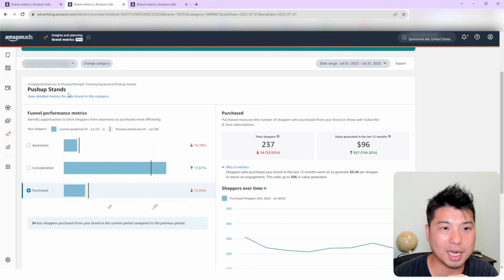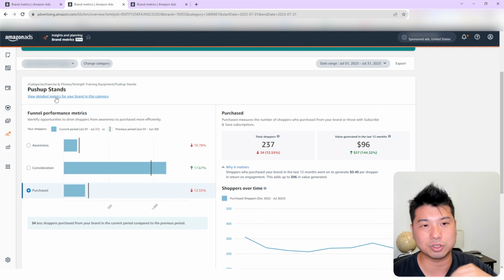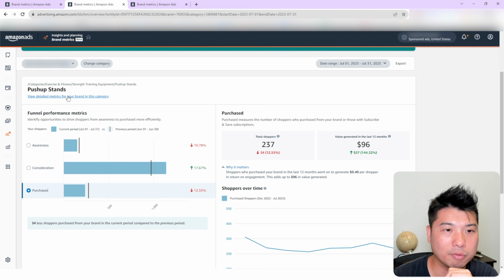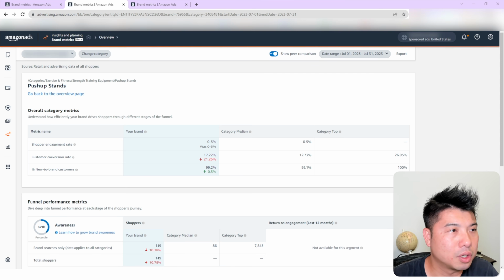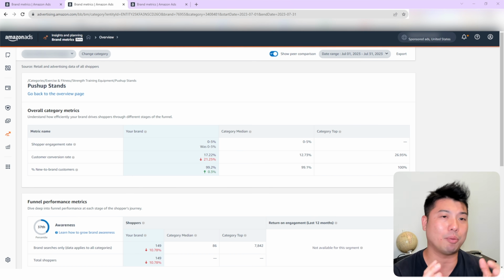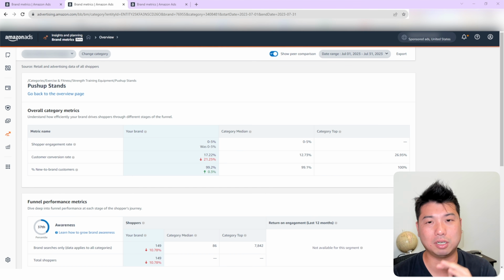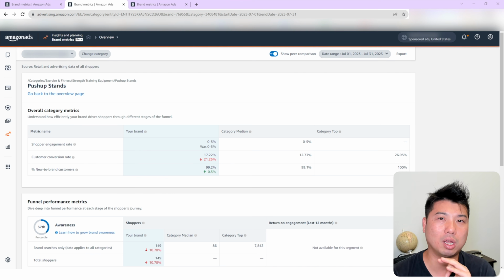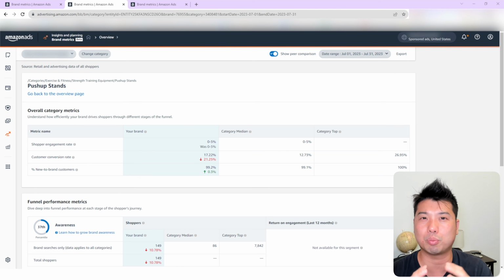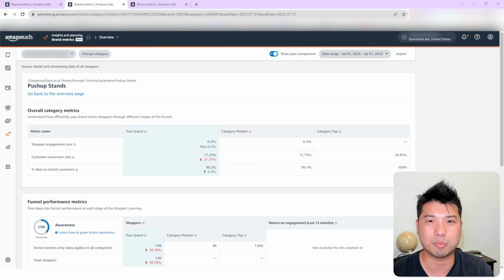What's intriguing is that you could go here, view detail metrics, to see more detailed information about the data right here. I feel like the detail page is the crux of the information that would really give you true insight about how you compare to your competition. And if you are not comparing well against your competition, there's a lot of work to be done in order for you to succeed on Amazon, because Amazon is very competition intensive, right? There's a lot of competition.